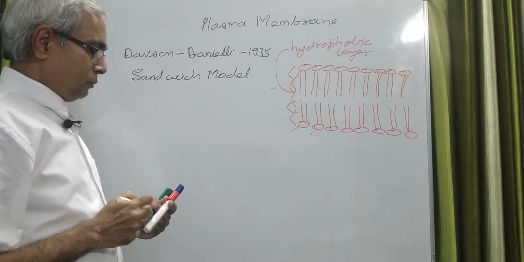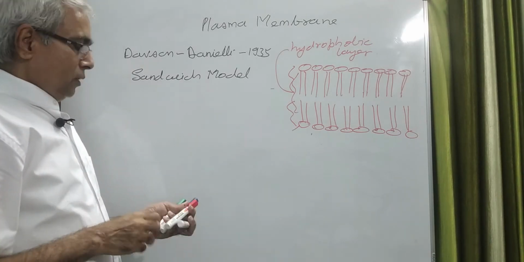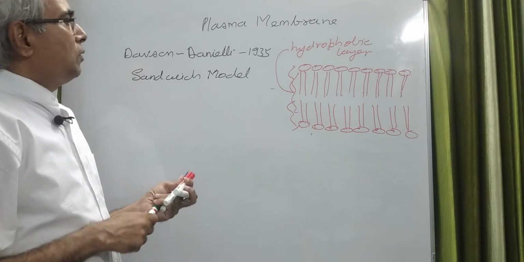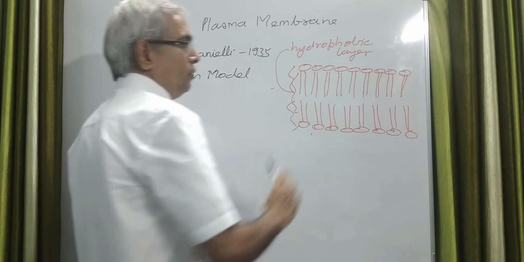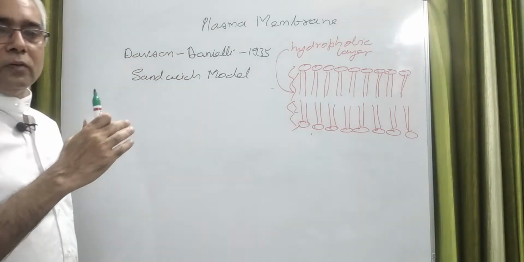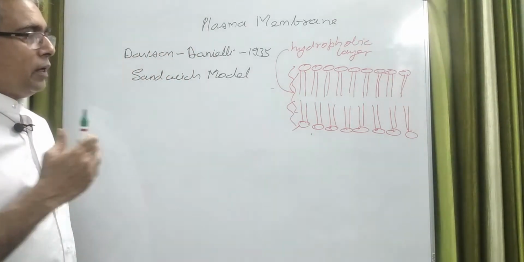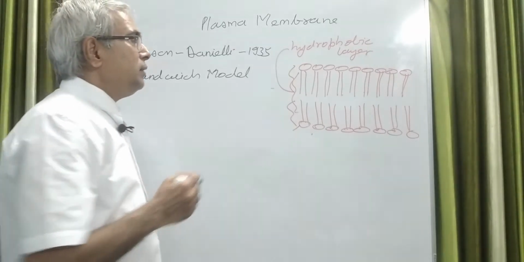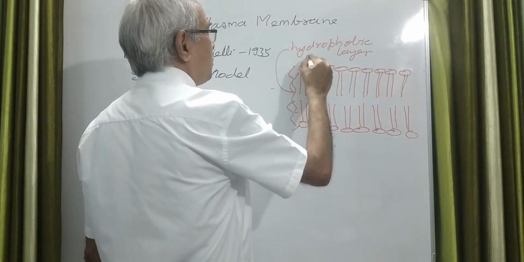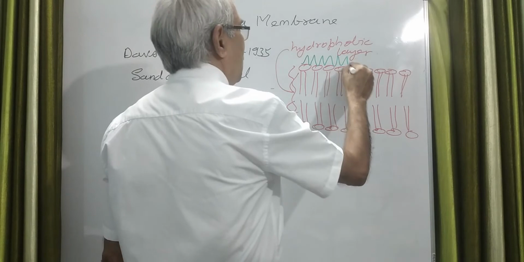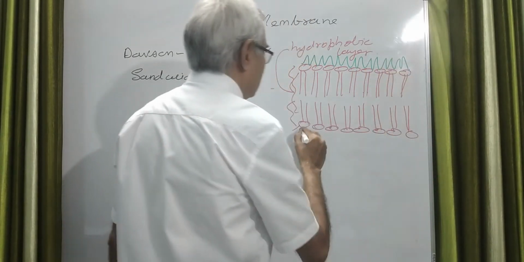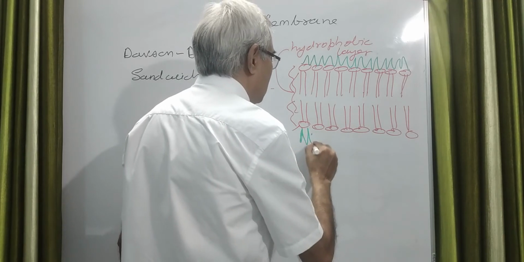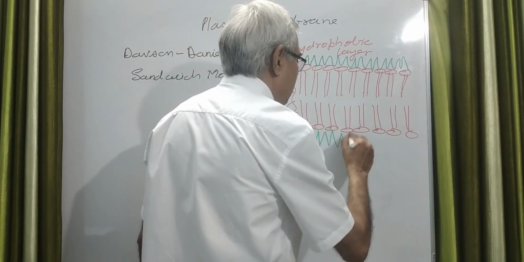According to Davson and Danielli, the phospholipid bilayer forms a two-layered wall around the plasma membrane, and the protein molecules are present on both the outer surfaces of the phospholipid bilayer in this fashion.